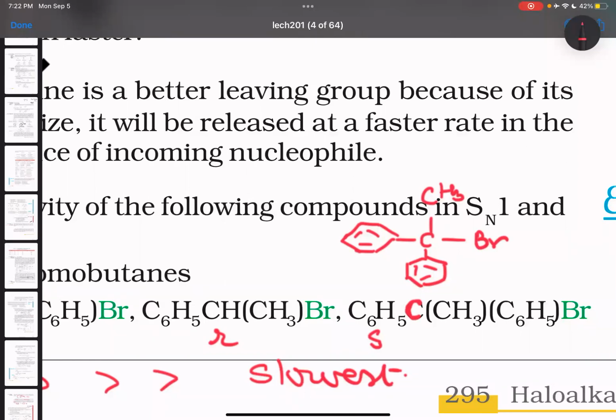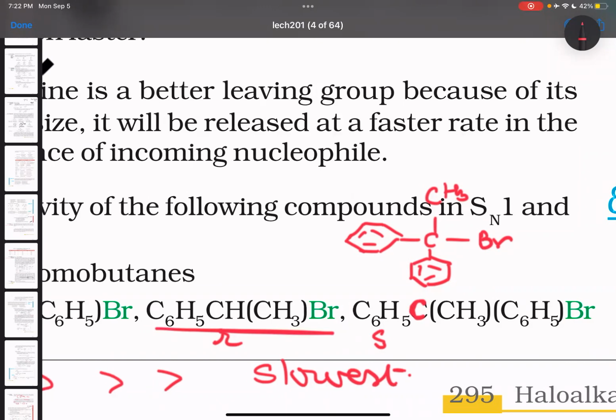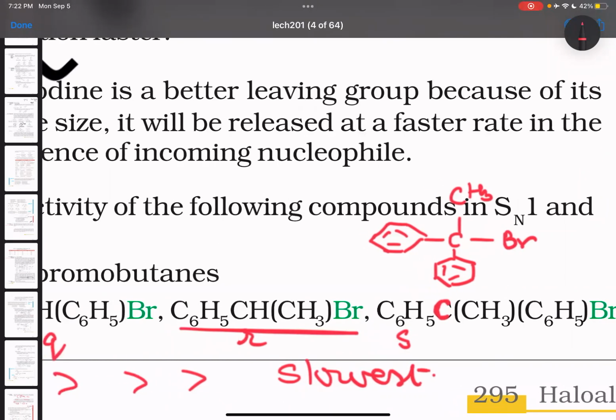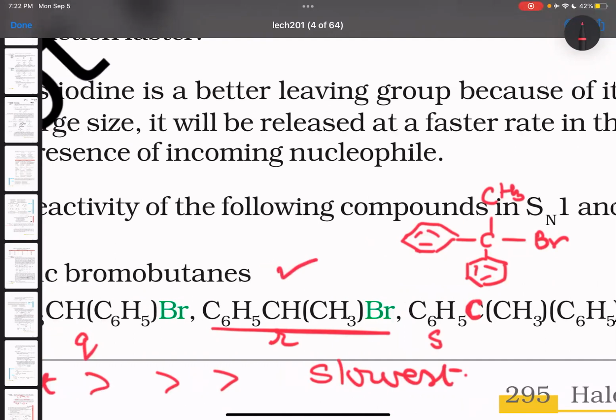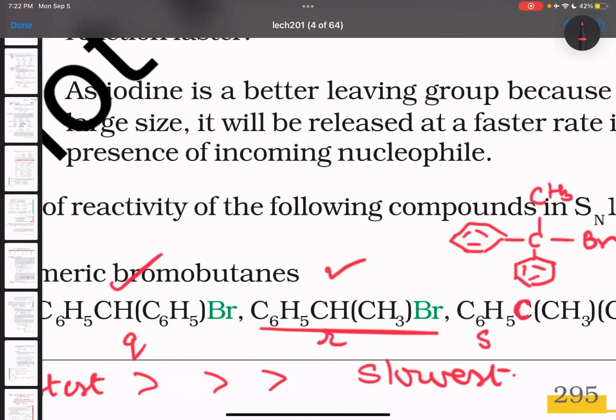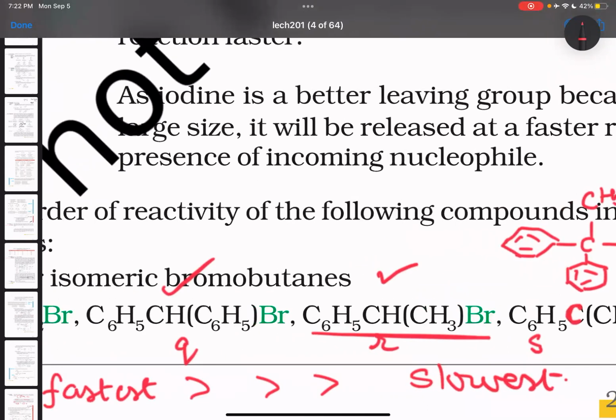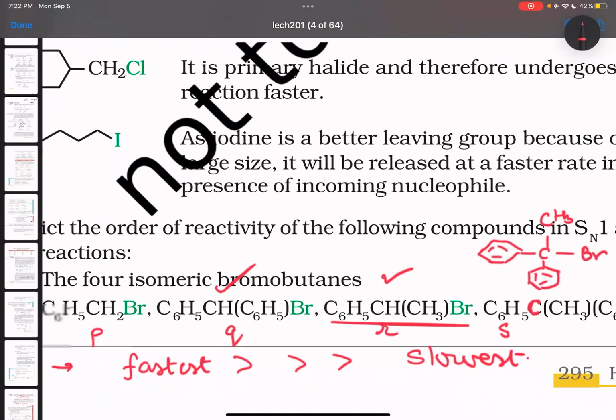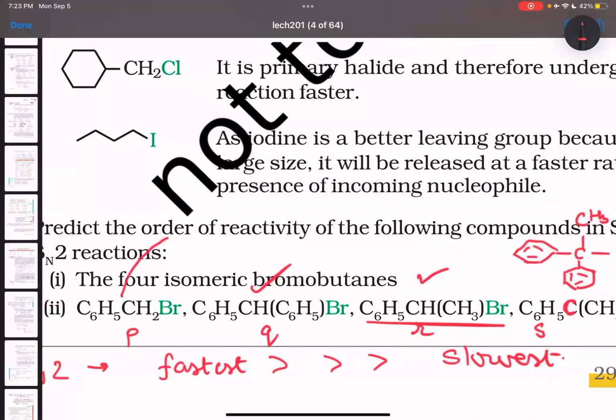Now you can write the detailed structure of all of them. So the carbon is having H, methyl, Ph, Br. The detailed structure of R. And this one. Now you can compare. I will write their structures. In the meantime, you can think. This one is benzylic bromide. I will write it in short.